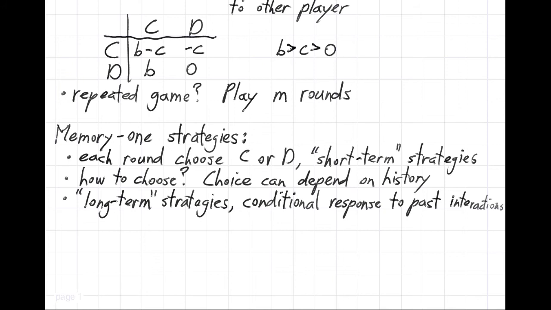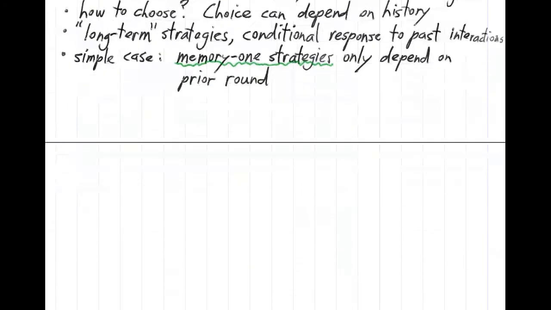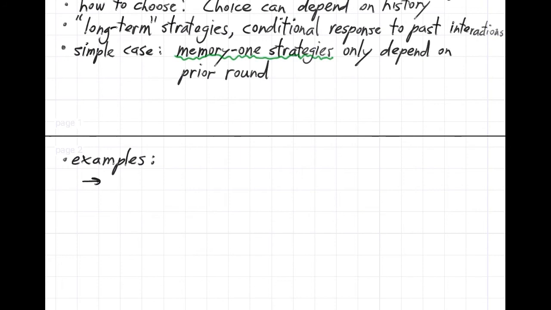So instead, let's look at a simpler case. These memory 1 strategies only depend on what happened in the prior round. So they remember one round back. That's where the term memory 1 comes from. You'll probably see this term some more in the class, so you should get used to it. Let's look at some examples of memory 1 strategies. There is one we could call all D, which would just be always choose D, defect. Or the converse of that would be all C, always choose cooperate.